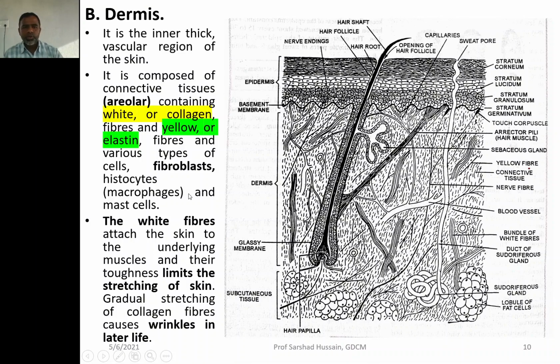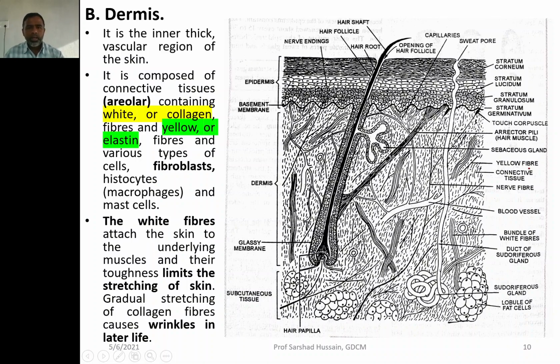These cells are called fibroblasts. Then you have the histiocytes also. Histiocytes are the macrophage cells, and the mast cells. So these three types of cells along with the bundles of white and the yellow fibers are present in it.